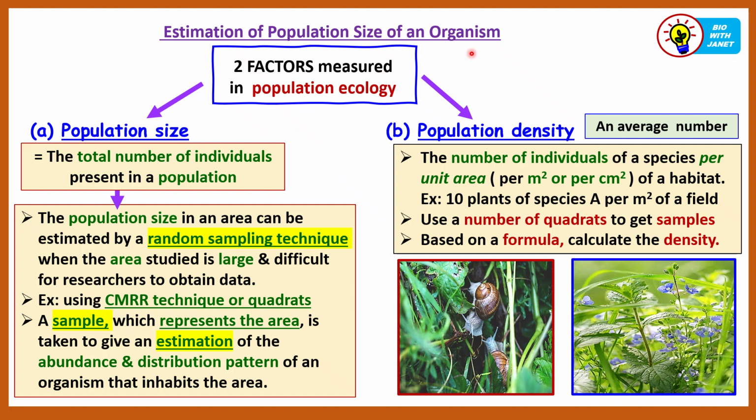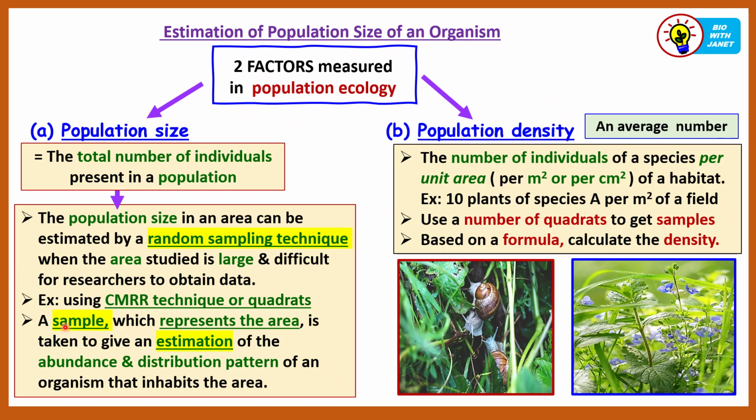Estimation of population size of an organism. So two main factors measured in population ecology are A, population size, and B, population density, as we have discussed just now. So for A, population size, it is the total number of individuals present in a population. Now, the population size in an area can be estimated by a random sampling technique when the area studied is large and difficult for researchers to obtain data directly. Okay, so if the area is large, we cannot count each individual of that species one by one directly, right? So we can use a sampling technique to get samples.